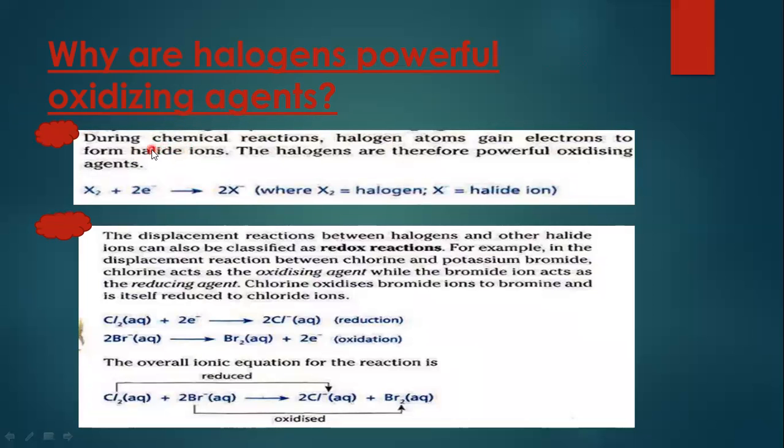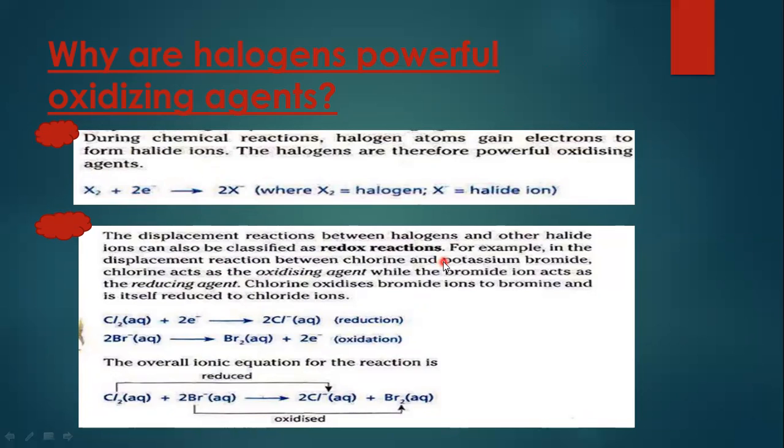How can we explain this? During a chemical reaction, halogen atoms gain electrons to form halides. As we discussed earlier, halogens need an electron to complete their octet. So when they gain an electron, they form halides. So they act as powerful oxidizing agents. Suppose we have any halogen which is represented with X. When it gains an electron, it converts into a halide. The displacement reaction between halogen and other halides can also be classified as a redox reaction.